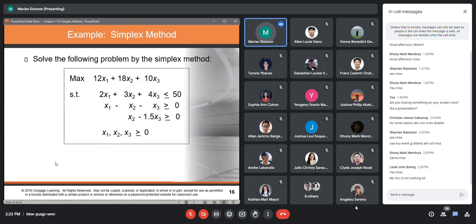Take note, the first example was only for purposes of illustrating the less than, the greater than, and the equation in terms of transforming it into its standard form.